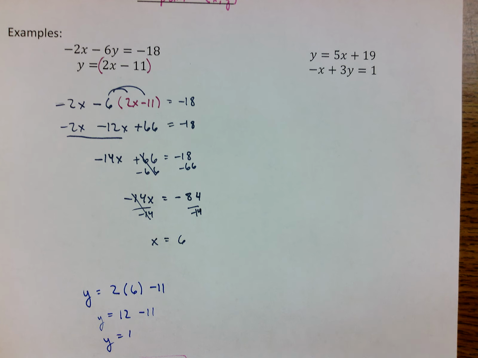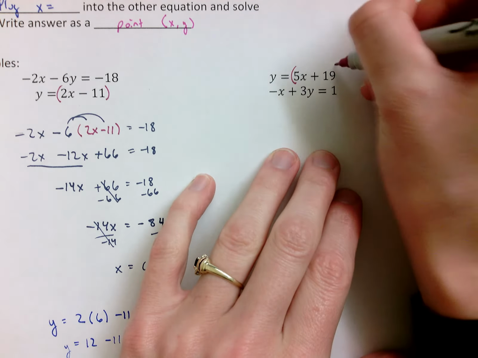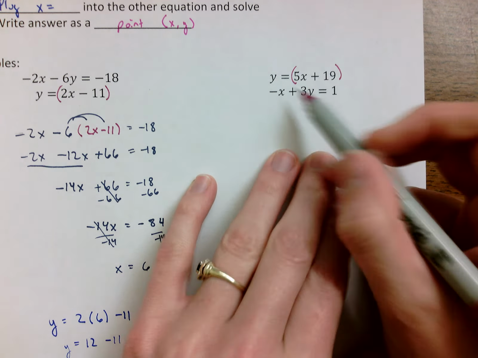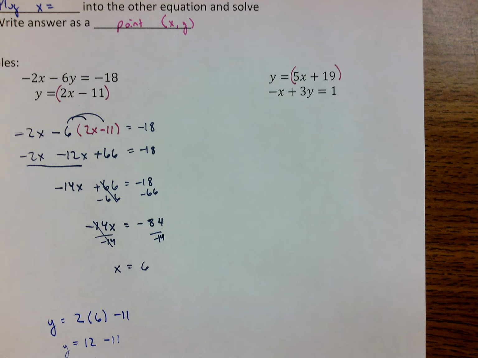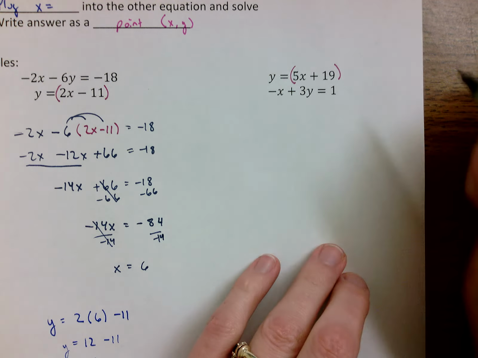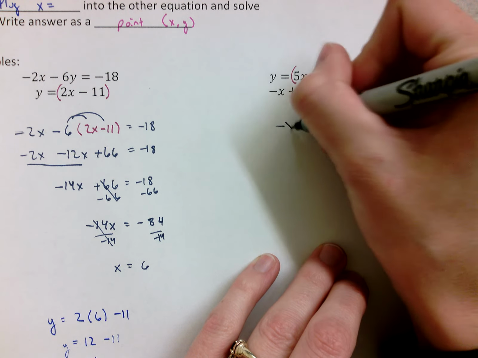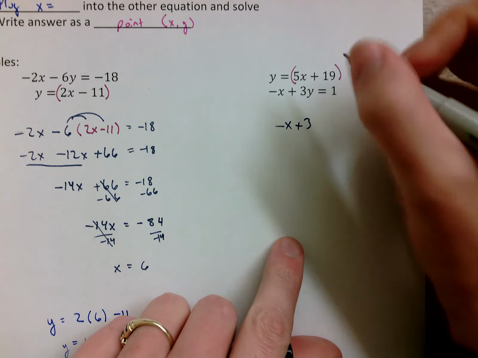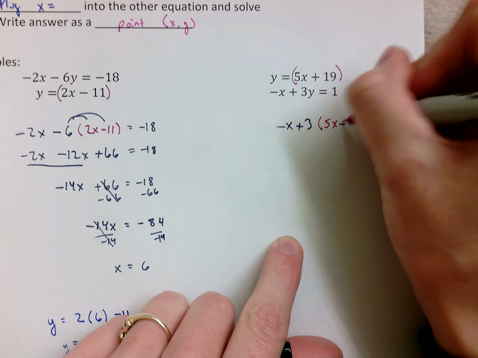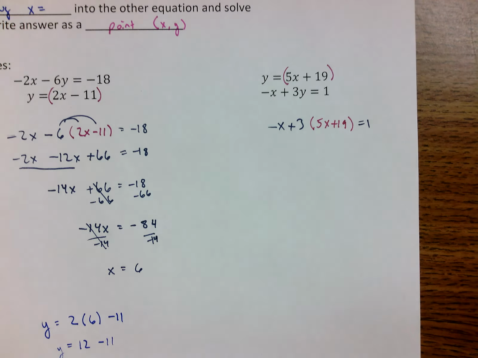So let's do another example. So this guy right here, I'm going to start by putting parentheses around whatever y equals. So I got y equals 5x plus 19. So that goes in parentheses. Then I'm going to rewrite the next equation, but when I get to the y, I'm going to put the parentheses instead. So negative x plus 3. And then instead of y, I'm putting in the 5x plus 19. And then just don't forget to finish it, equals 1.